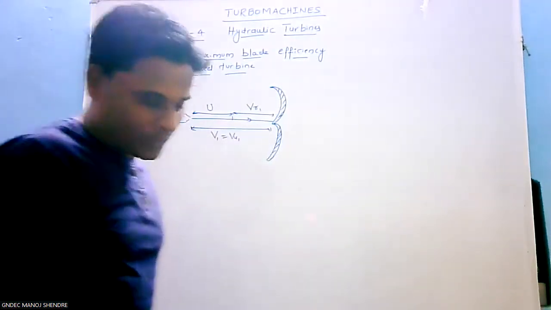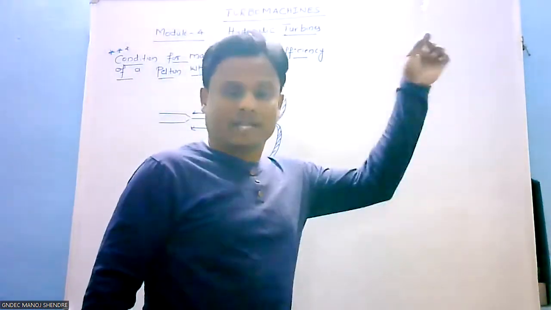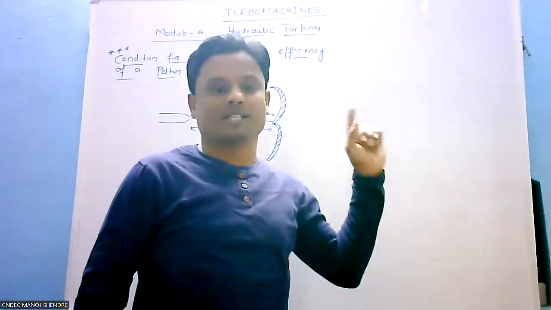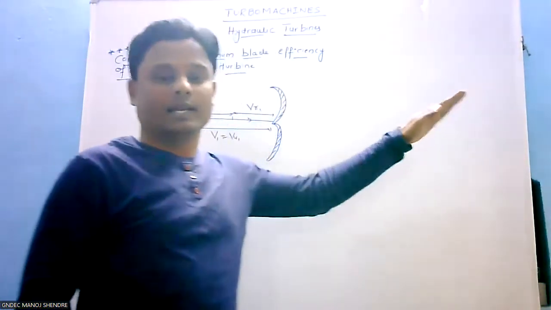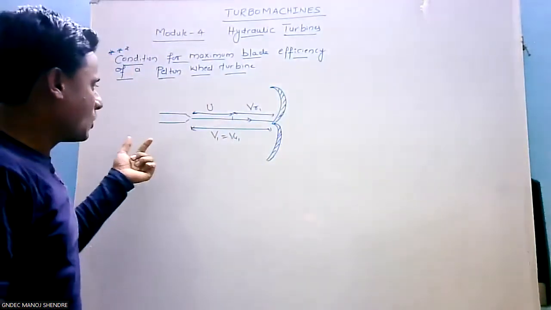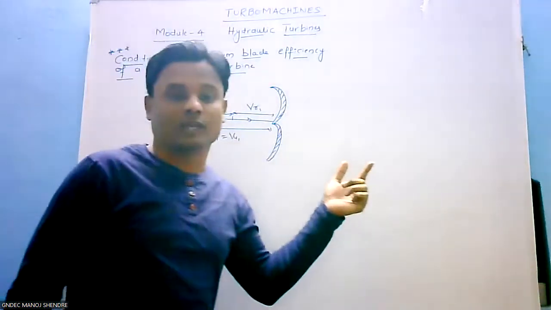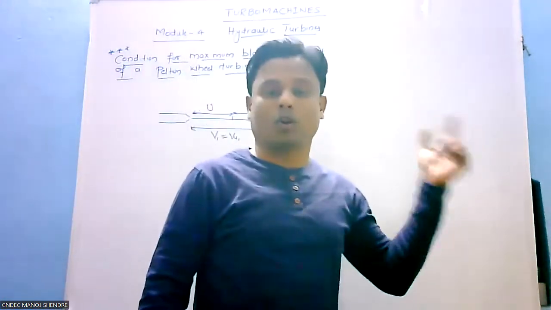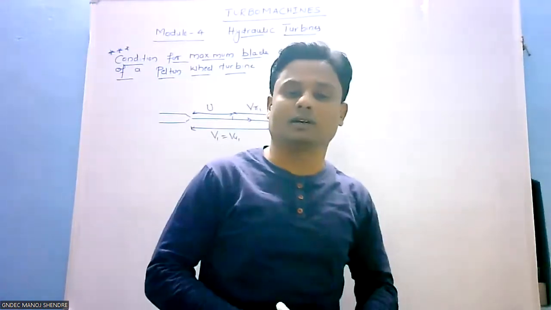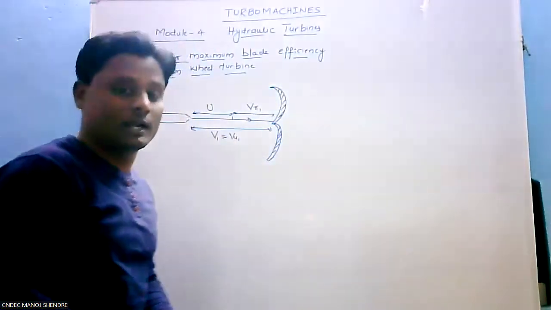Here, the vertical component of the inlet velocity triangle is equal to 0, that is Vf equals 0, because the inlet velocity triangle collapses to a straight line. Since the nozzle is horizontal, alpha 1, the angle made by the nozzle, is equal to 0. That's why we have drawn a horizontal line for the inlet velocity triangle.